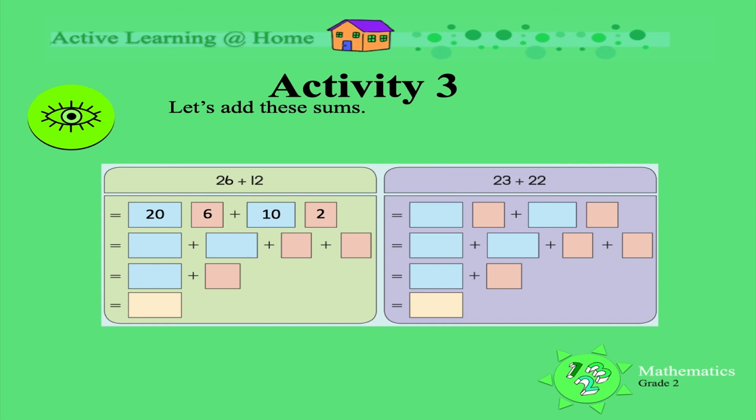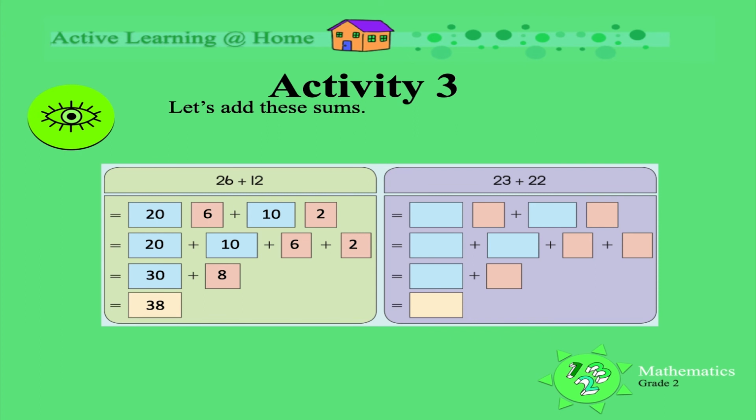What's our next step? Our next step is to group our 10s together and then our ones together. 20 plus 10 plus 6 plus 2. We know that 20 plus 10 is 30 and 6 plus 2 is 8. And our answer for 30 plus 8 is 38. 26 plus 12 is equal to 38.